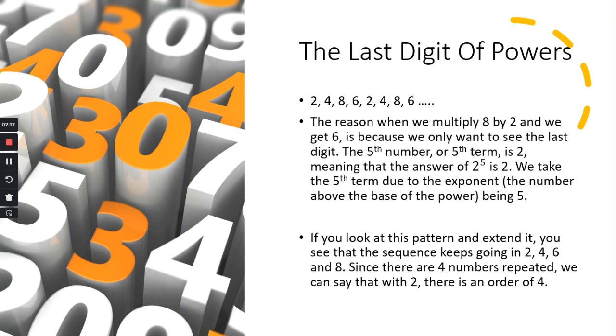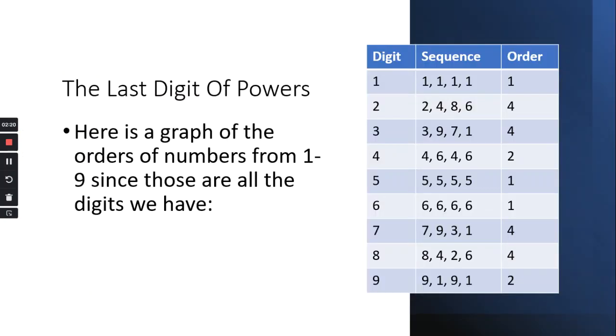So, if we do the same things with the powers of 1 to 9, because that's all the digits we have, we get these sequences here. Like, for example, 1. 1 to the power of 1 is 1. 1 to the power of 2 is 1. 1 cubed is 1. 1 to the power of 4 is 1. So the order is 1 because there's only one number here, 1. The same goes with 5 and 6. You only get 5 and 6 as the endings again and again.